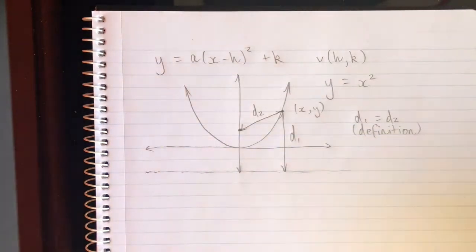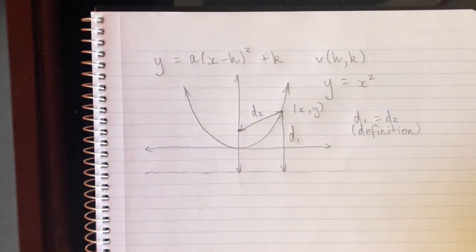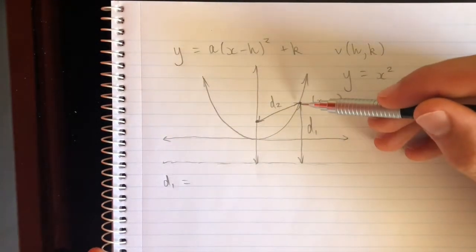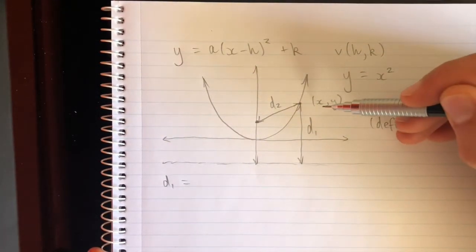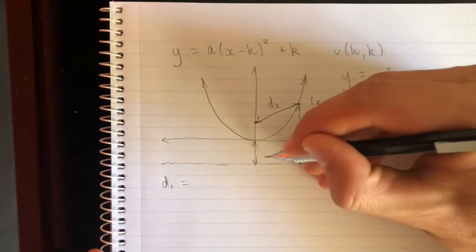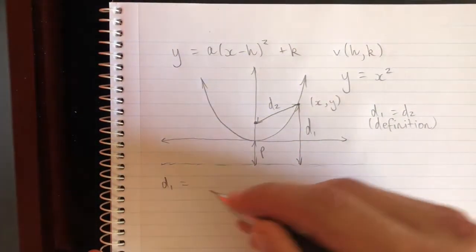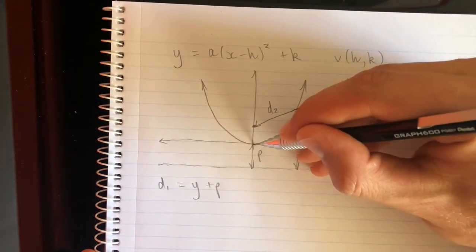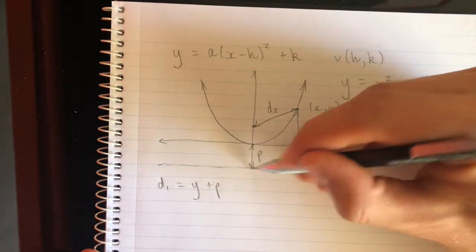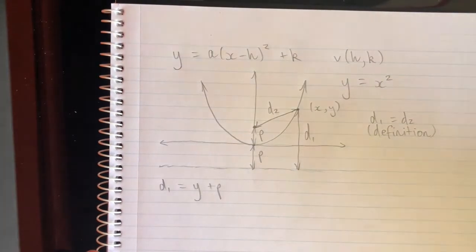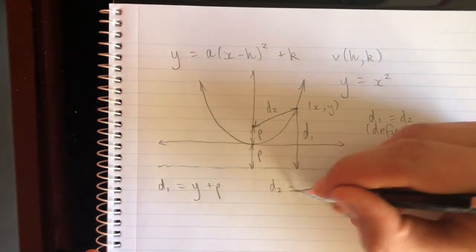So using this definition, once we find out what d1 and d2 equal, we can eventually arrive at this general equation. So first of all, d1. How do we get this distance here? So, of course, it's y units up plus this little section here, and we can call this p. So d1 will equal y plus p. Now, because at (0, 0), it needs to be equidistant to the directrix and the focus, this point here must also equal p. So we can solve for d2 as well.